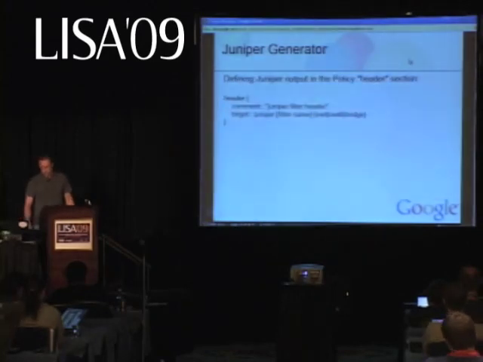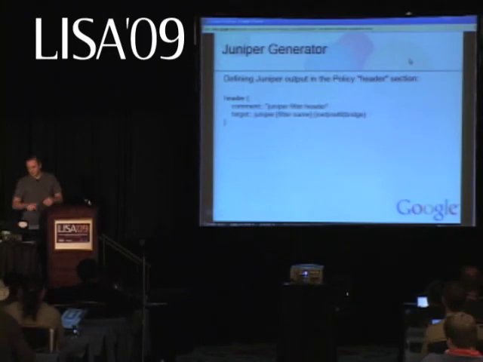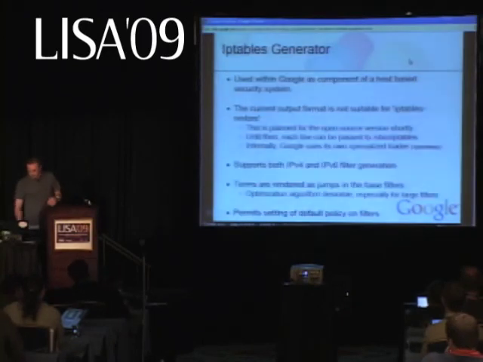I'm sure at this point you guys saw an example already, but this is just what it looks like to define a Juniper filter: comment, whatever, target Juniper filter name, and then the filter option. And inet is an IPv4 filter, inet6 is an IPv6 filter, and then bridge. And bridge is layer 3 at layer 2. And this is Tony's nightmare.